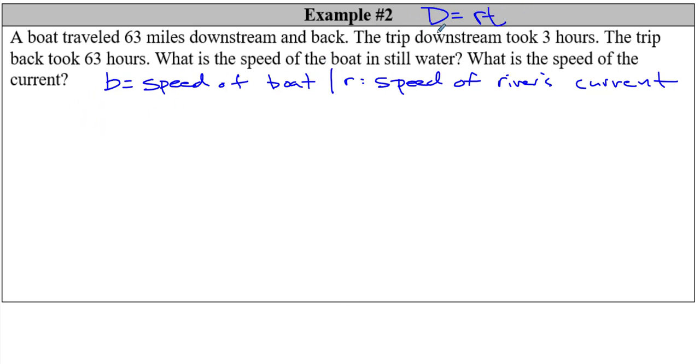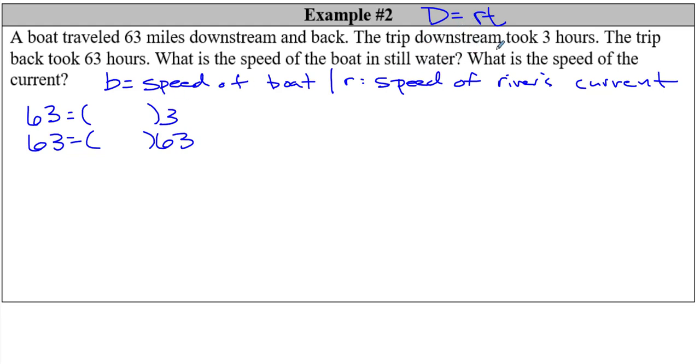So let's go ahead and model this. Both of these are going to be distance, so they're going to be set up exactly the same. We have a distance of 63 miles. Okay, so this is 63 miles there and 63 miles back. For our trip there, we have 3 hours, and our trip back, we have 63 hours. Now, the only thing we need to figure out is the rate.